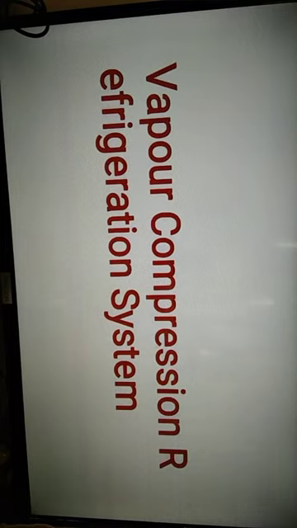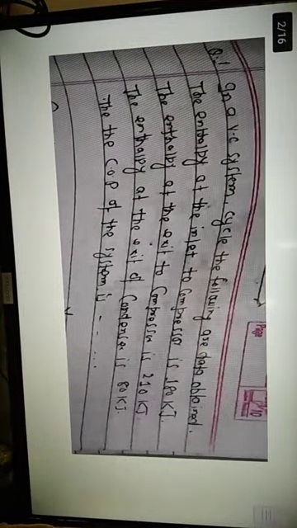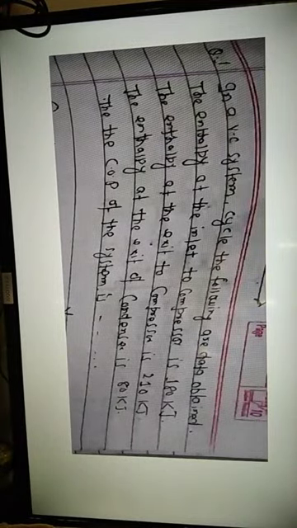In this session, we will discuss some numericals based on vapor compression refrigeration system. This is the first numerical.